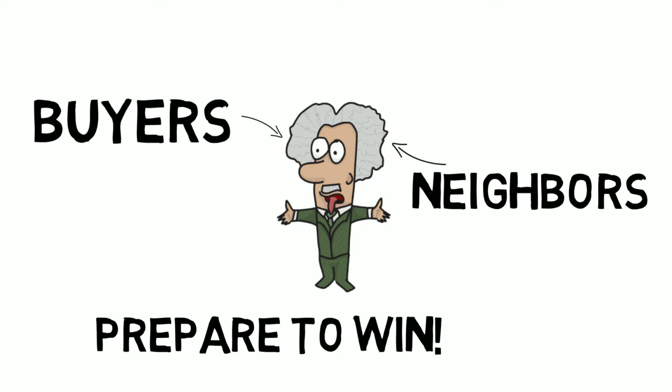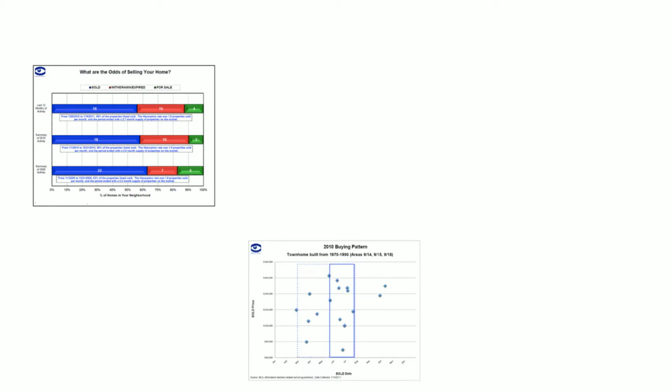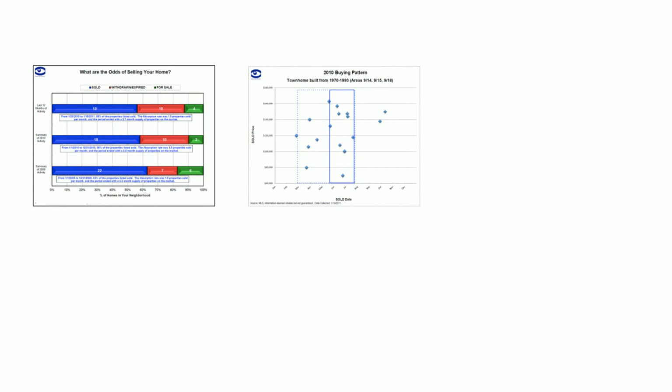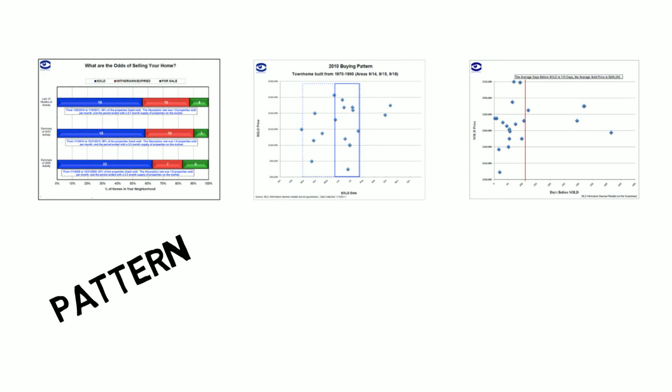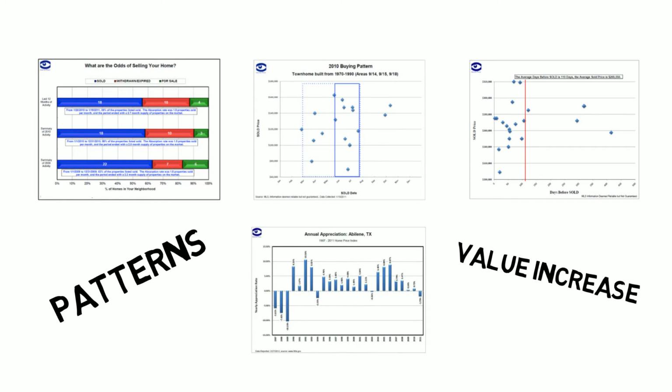Now, what we've found is that the best way to establish yourself as the expert in that area is to use the Focus First graphs. The Focus First graphs, especially the neighborhood patterns, really show how powerful your knowledge on the area can be. Why? Because they show information that the normal person can't get. They show patterns. They show times of year. They show value increase, which is another reason we like to also include the FHFA area appreciation graphs.